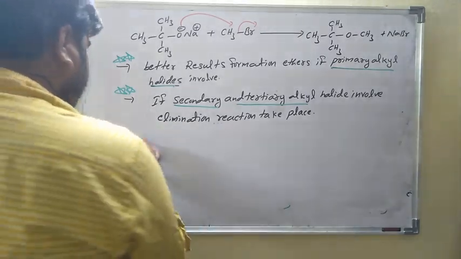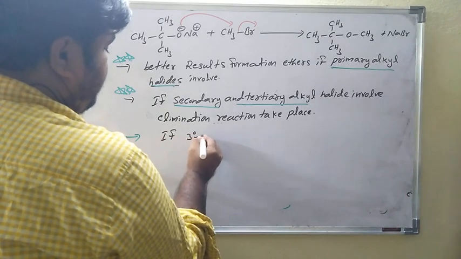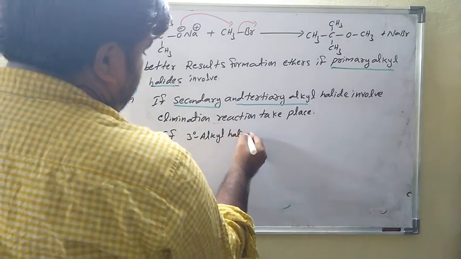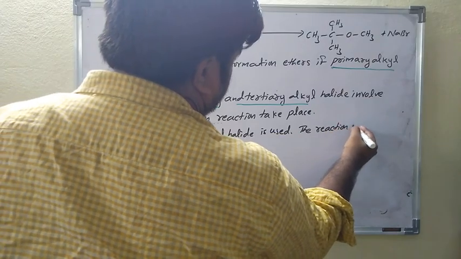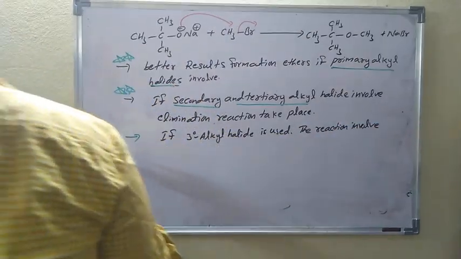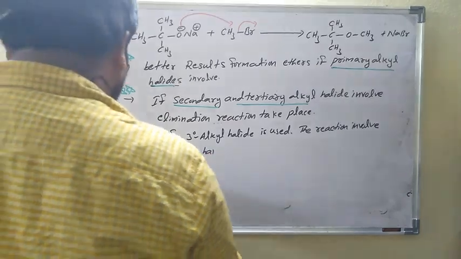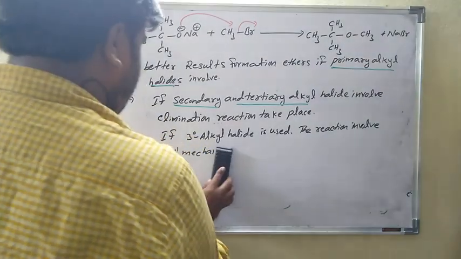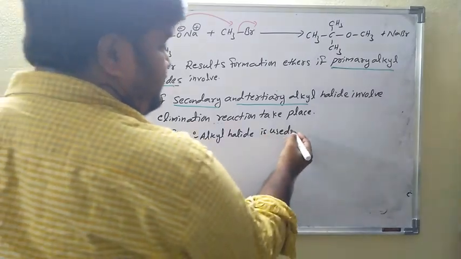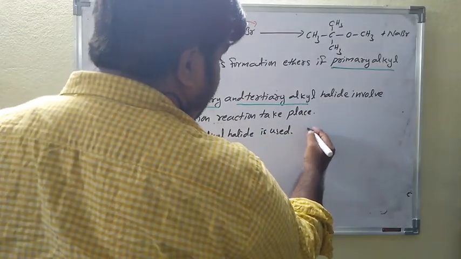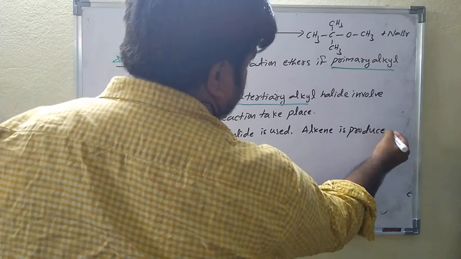If tertiary alkyl halide is used, the reaction involves the SN1 mechanism only, but with tertiary alkyl halides in this reaction the elimination reaction is there. So alkene is produced.